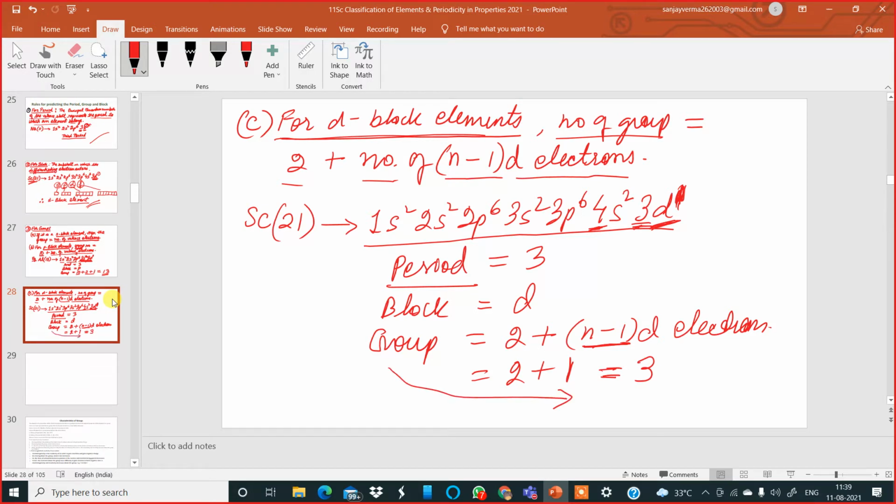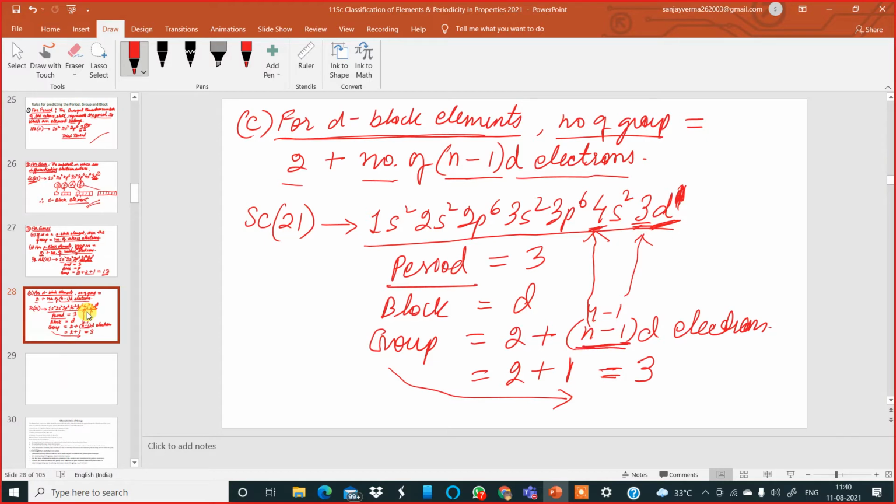Now I will go to the periodic table to check. What did you say? Tell me clearly, I cannot hear your voice. What is that n? This n stands for the principal quantum number, the highest principal quantum number. So 4 minus 1, does it become 3? Yes, sir. That is the formula I'm giving.